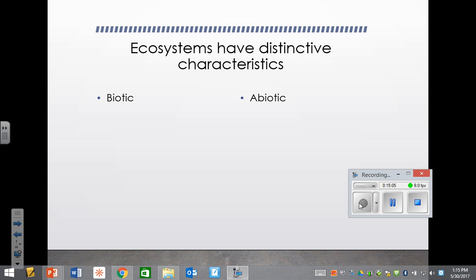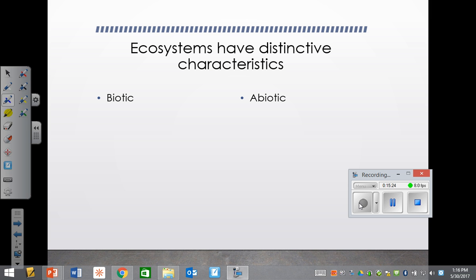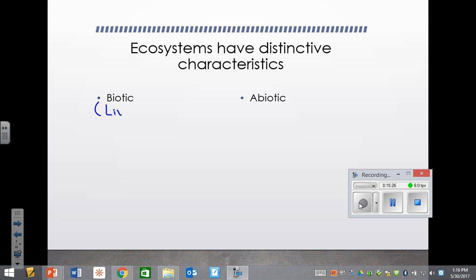Now, the reason that those three pictures, the forest, the shallow and freshwater, and the deep salt water, are different ecosystems is because they have distinctive characteristics. There are things about them that are different that make different organisms capable of living there. Some of the characteristics are biotic ones. And like we've mentioned before, biotic is referring to things that are living. Abiotic would be referring to things that are non-living.